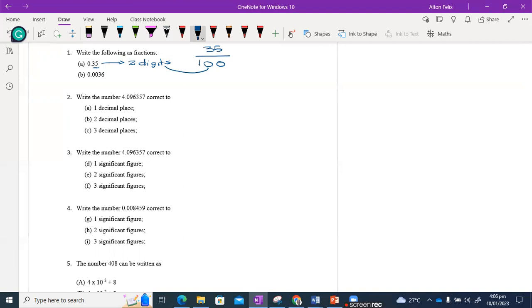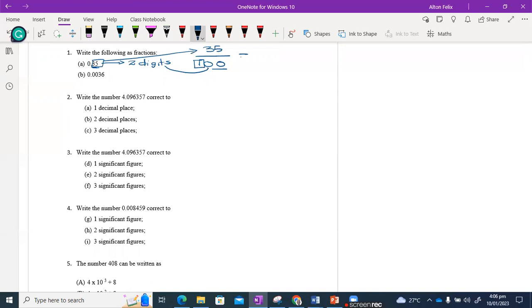So let's say that again. The number of decimal places or number of digits after the decimal point will tell you how many zeros you put. Always write 1. And you have 35, so you just put the whole number format in your numerator. So as a fraction, it's 35 divided by 100.